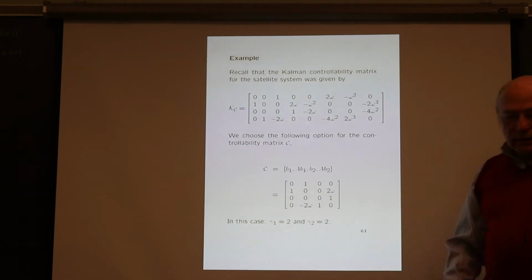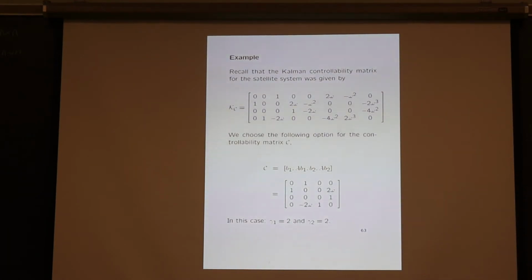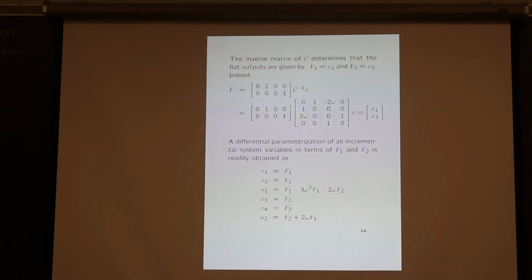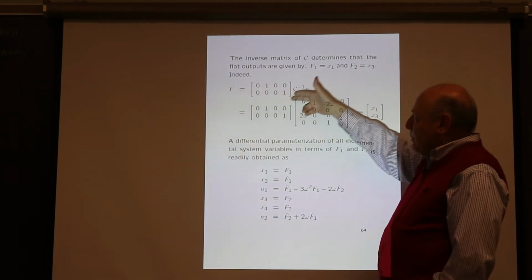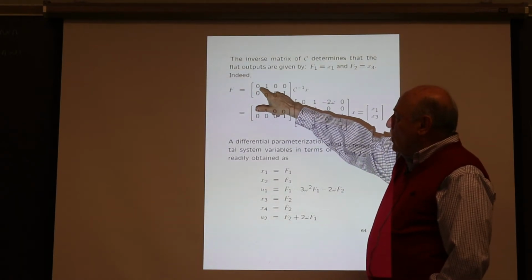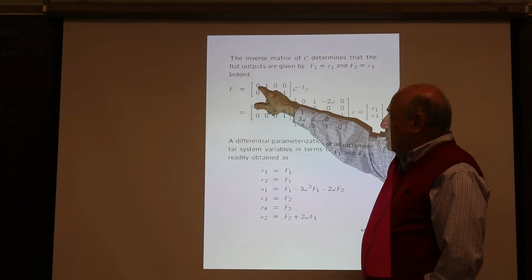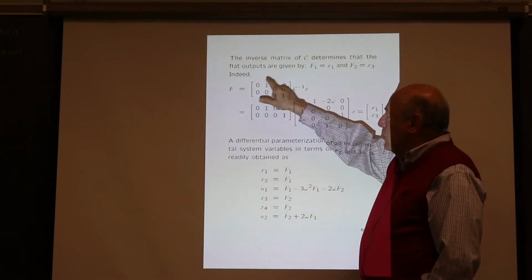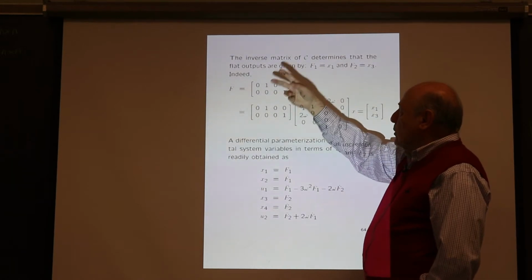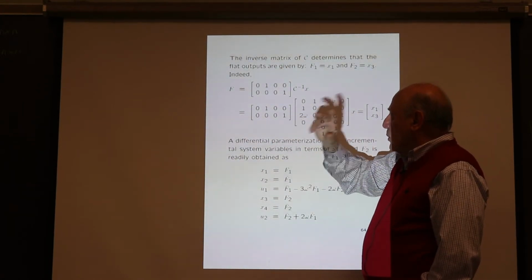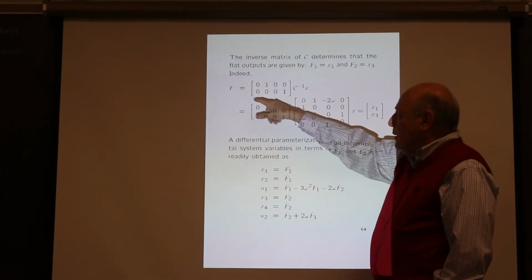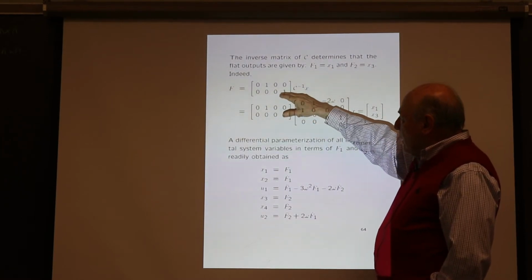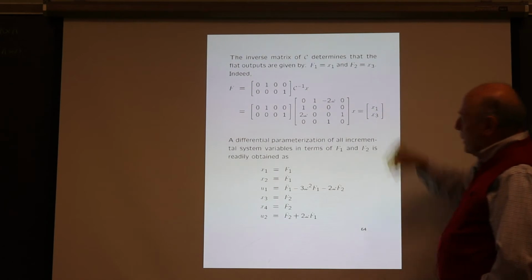And in that case, the two controllability indices add up to the order of the system, which is n, in this case 4. So the inverse of the matrix C, the controllability matrix, determines through this particular matrix in which you have the first row has 2, the controllability index is 2, so we'll have 0 and a 1 in that row. The second Kronecker index is 2, so you have 2 plus 2 is 4, so you'll have zeros and 1 in the fourth location of this matrix. So this multiplied by the inverse of the controllability matrix will give you the flat outputs.